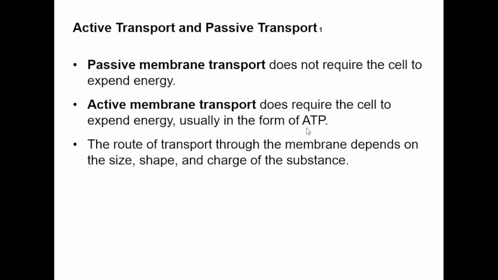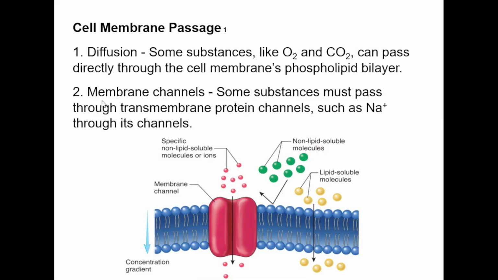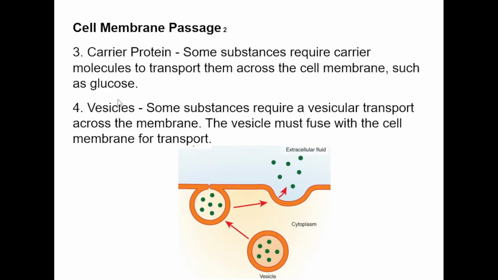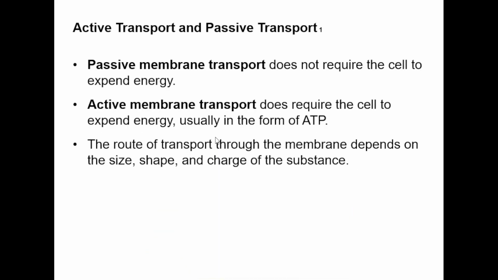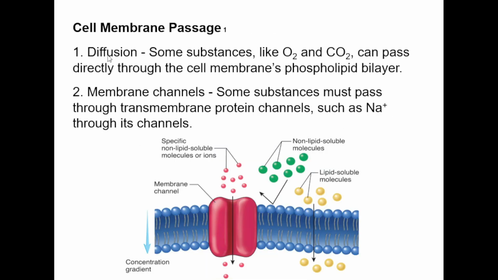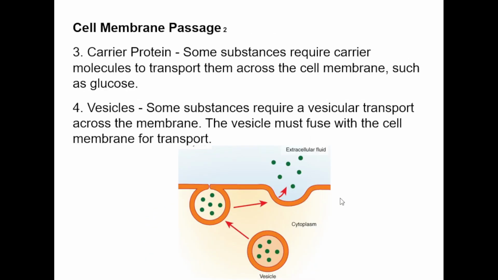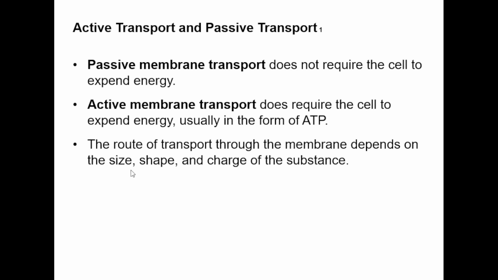And remember that the choice of diffusion, carrier membrane protein, kumbaga yung pagpili kung anong gagamitin dito sa apat na to, the choice amongst the four will depend on the size, the shape, and the charge of the substance that you want to transport. Okay? So choosing amongst the different types of transport will depend on the size, the shape, and the charge of the substance.